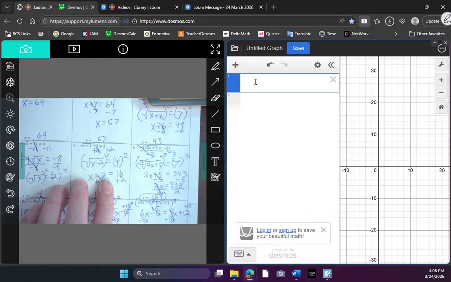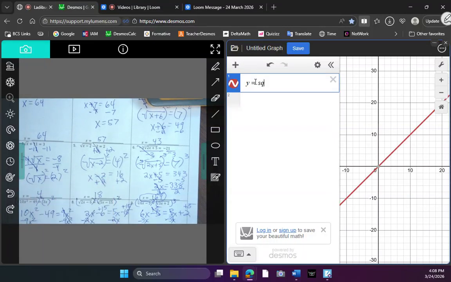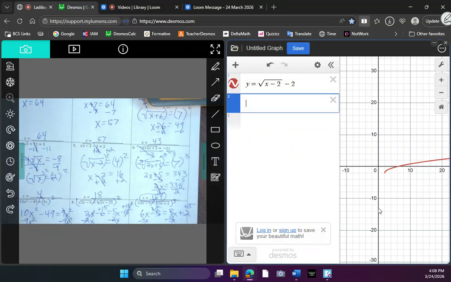Number 5, we got y equals the square root of x minus 2, all of that minus 2. And notice, just like last unit, the vertex is at 2, -2. And then we've got y equals 2. And look right here. Look at where the x coordinate is. It is at 18, exactly where we said x would be.